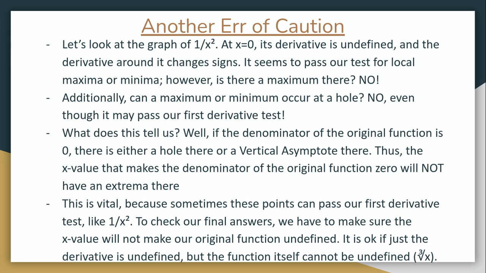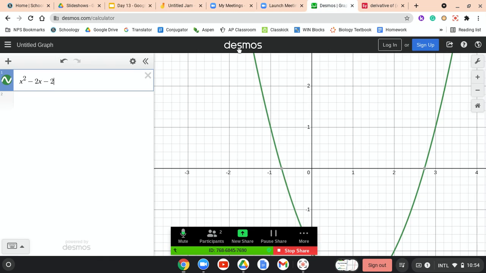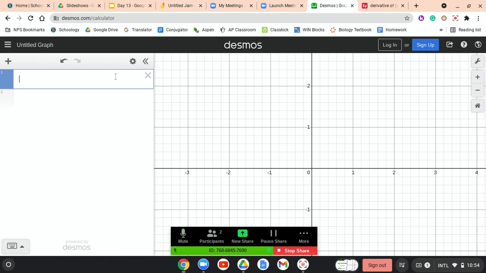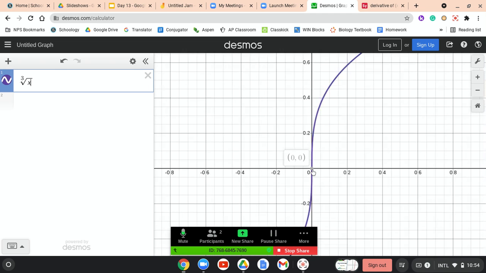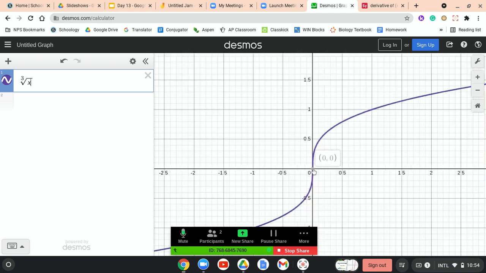All right? Yeah. So I put cube root of x as an example because even though there's no maxima or minima at x equals 0, the derivative is undefined there, but the function itself is defined there. So if we come across a function where the derivative is undefined and it passes our first derivative test, that's fine as long as the original function is defined there.